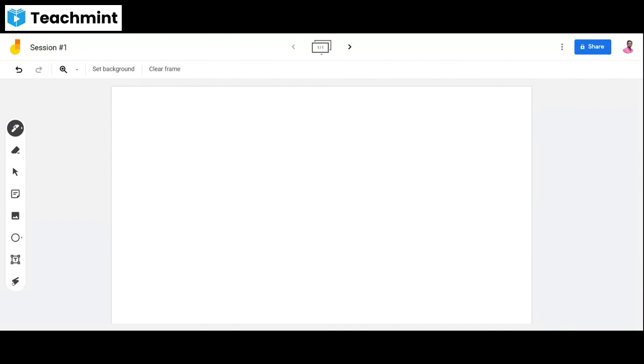So now, instead of Google Jamboard, I am taking the help of this inbuilt whiteboard. So today I am starting with electrostatics, right?